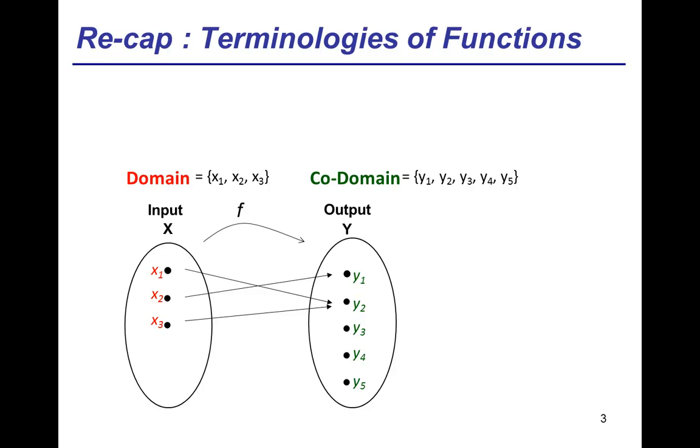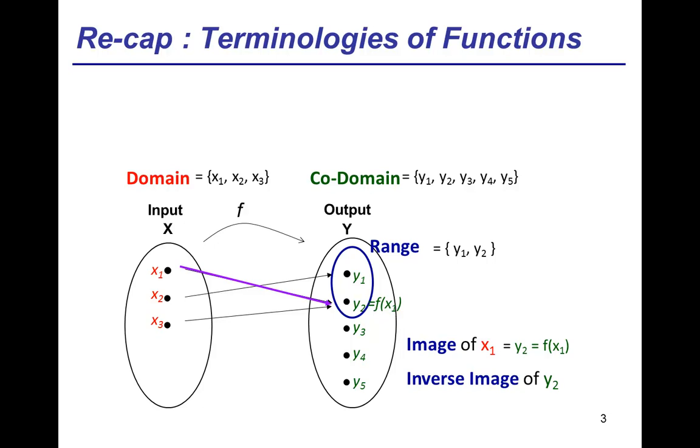To get the image of an element in domain X, we should follow the arrow from X and go towards the elements in codomain Y such that Y is equal to f of X. To get the range of F, simply pick up the elements in codomain Y that have an arrow pointing at it, or are images of some elements in domain X. To get the inverse image of an element in codomain Y, we should follow the arrow in the reverse direction so as to find the set of elements in domain X such that f of X is equal to Y.